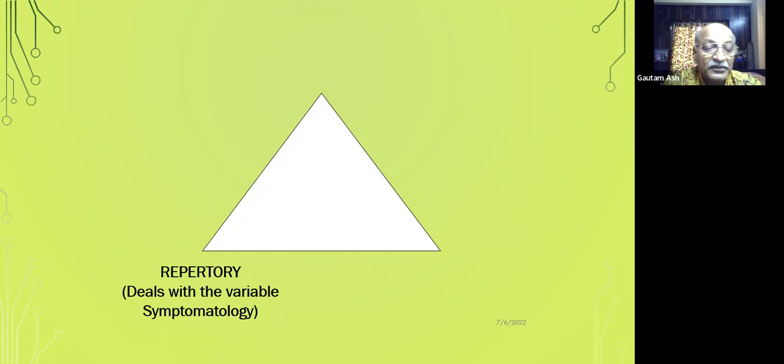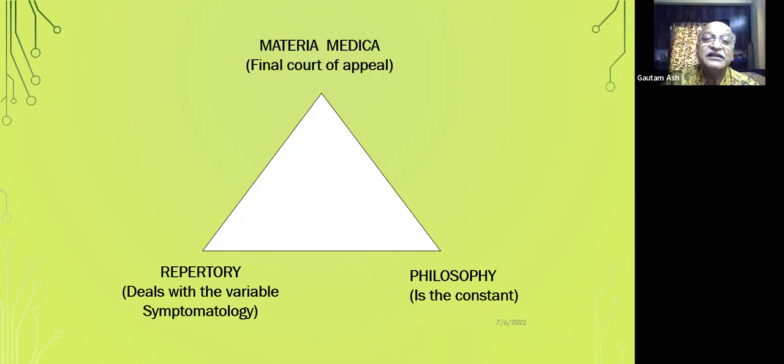We have to take the repertory, which deals with the variable symptomatology. Philosophy is the constant, that means from the Organon, all the principles which we have already seen. And finally the materia medica, the final court of appeal. So these two areas, repertory and philosophy, will help us go to the materia medica to select a drug with only a few symptoms, or very good symptoms, or a large number of symptoms, but it should be the simillimum for the case. That way, it is called the final court of appeal.